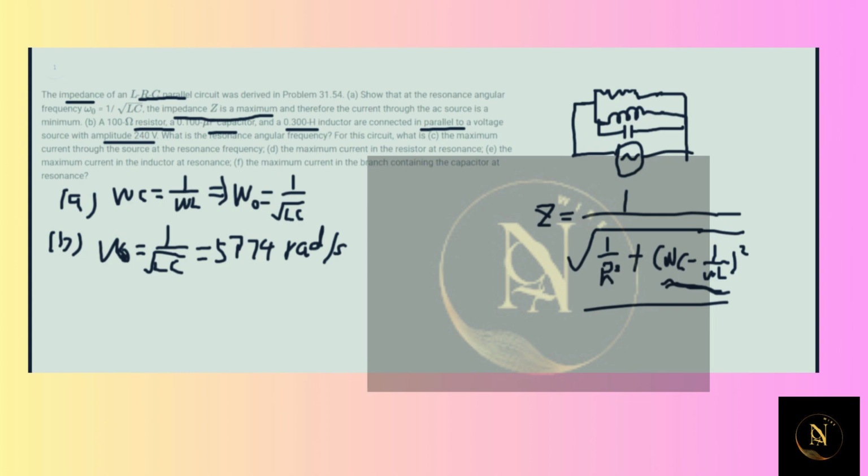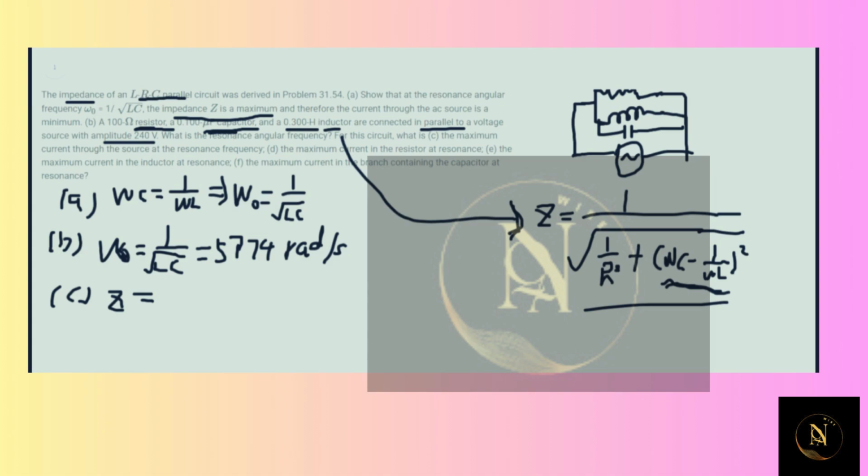And for part C, what is the maximum current through the source at the resonant frequency? To do that, we need to plug in the numbers of the resistance, the reactance of the capacitor, and the reactance of the inductor into this expression to find the impedance of the circuit, Z. And actually, hold on, let me see. I think there is an easier way to do that.